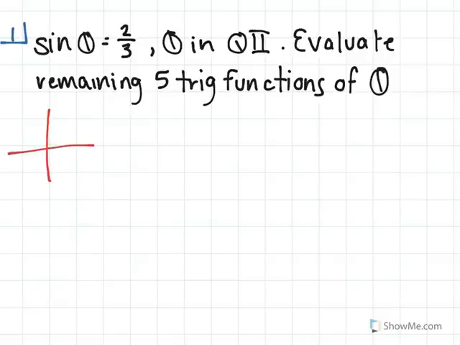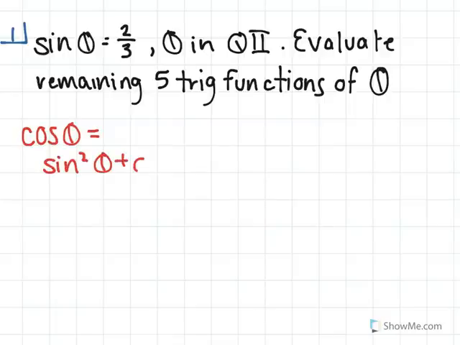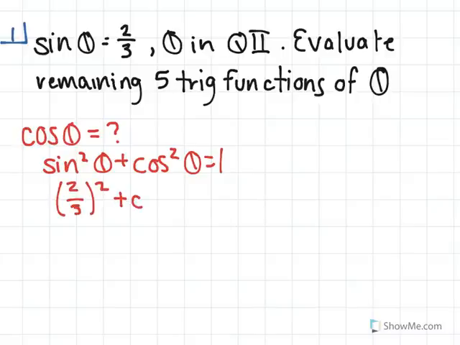So first, remember that if theta is in quadrant 2, then the only trig function that should be positive would be sine. So we're going to start off by evaluating cosine of theta. In order to do this, we have to remember that sine squared theta plus cosine squared theta equals 1. So we're going to take our value for sine theta and plug it in. So 2/3 squared plus cosine squared theta equals 1.